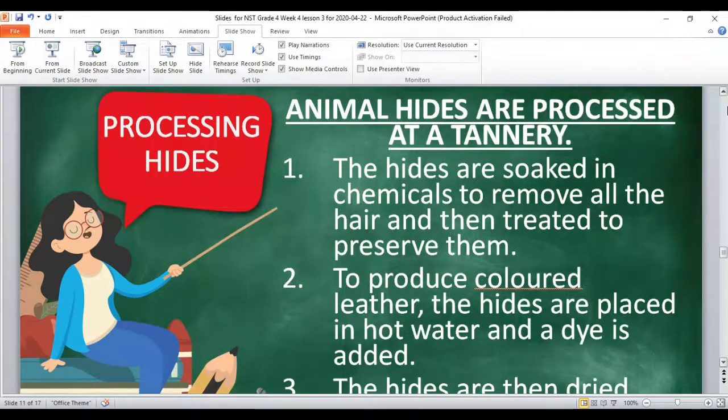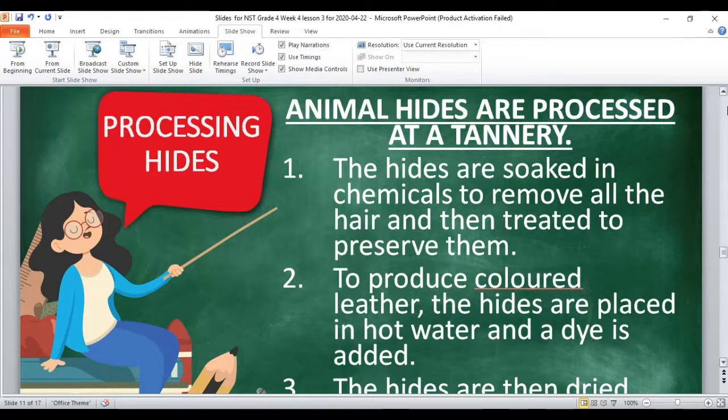The chemicals make sure that the hair on the skin or the hide is removed, and then it is preserved. Remember, it is an animal, it is meat. If meat is left as meat, then you'll have a problem. The worms and the germs will keep on coming. So these chemicals make sure that the germs are eliminated. The word preserve means it can be kept without germs, and for a longer period. So that is the function of those chemicals.